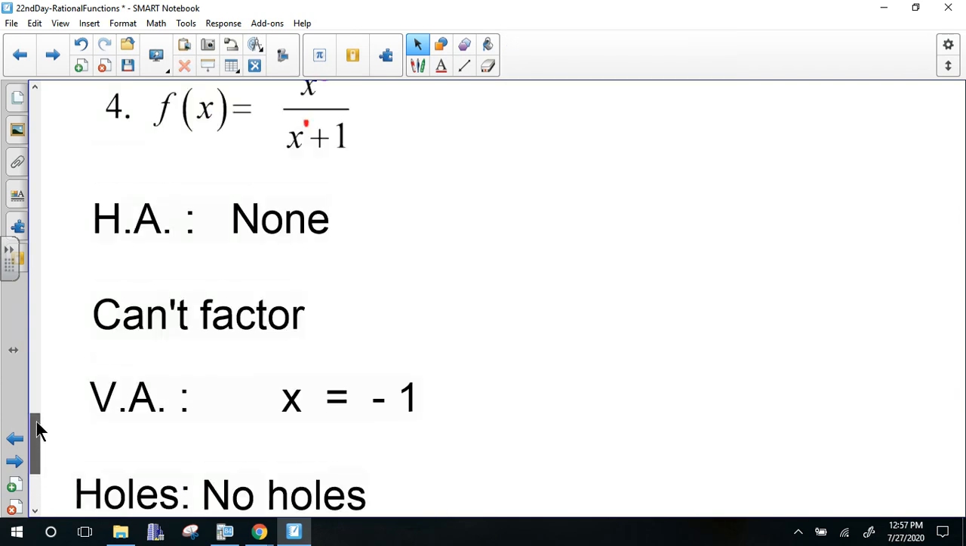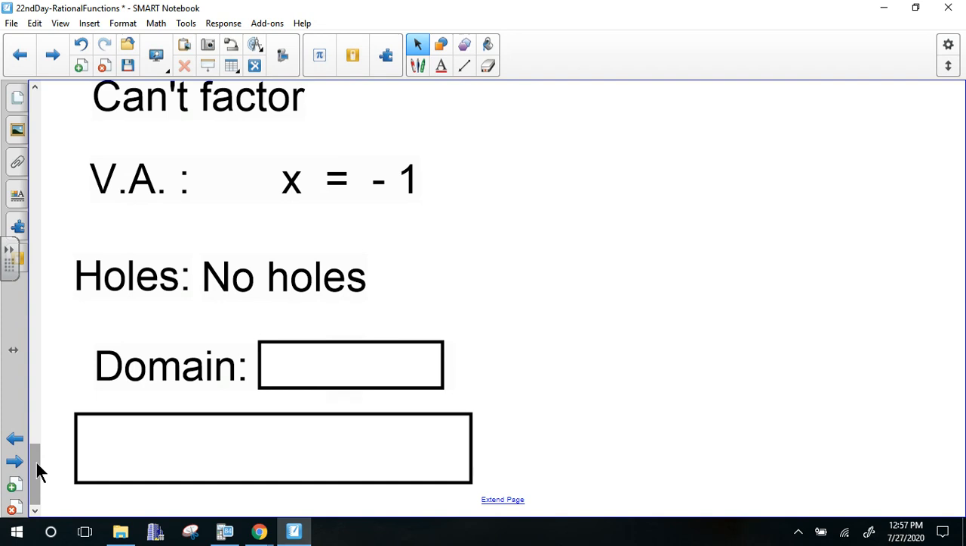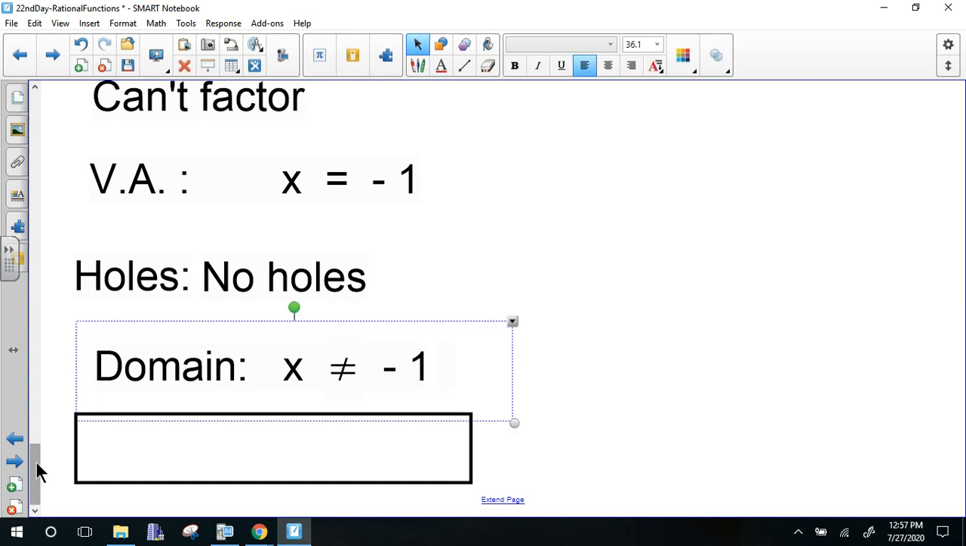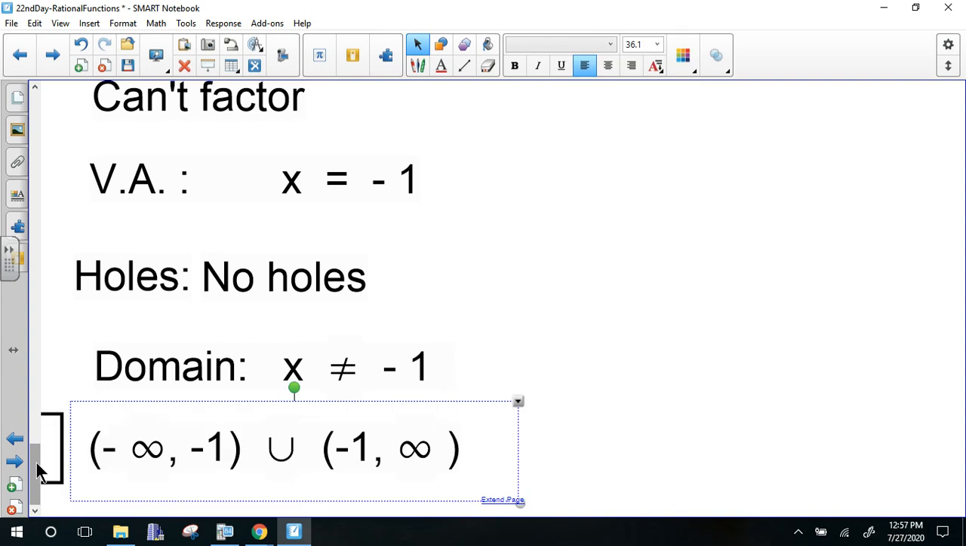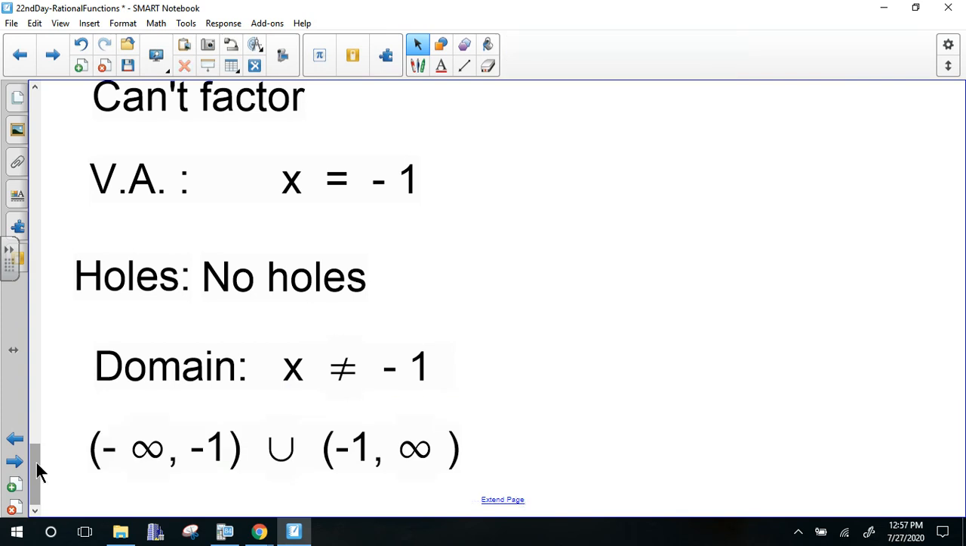And then we need to look at the domain. Well, the domain, it can't be -1. So if we write that, we should use parentheses at -1 and exclude that.